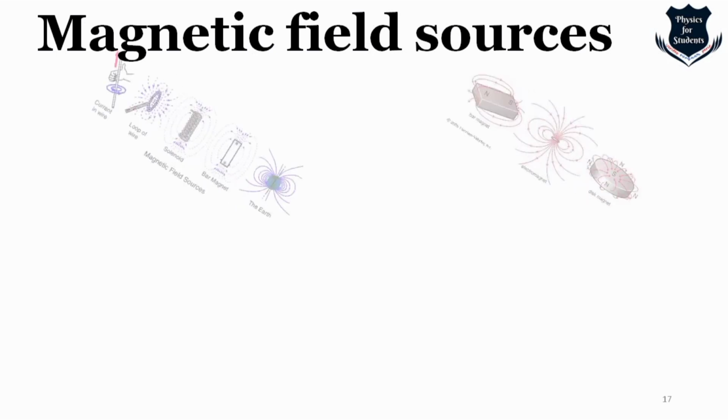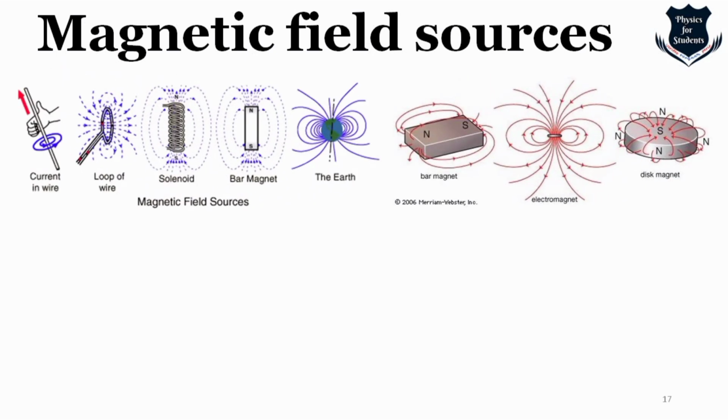Okay, so magnetic field sources. Let us see what the magnetic fields look like. These are a few photographs and pictures. Magnetic fields may be represented using field lines, right? These are the field lines, whose density in a plane perpendicular to the line is proportional to the strength of the field. So these are the figures.